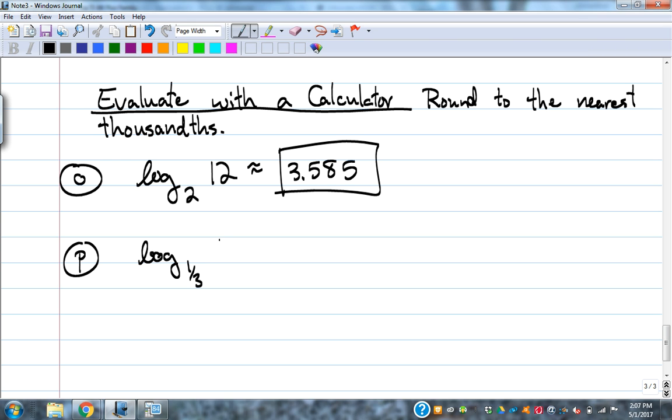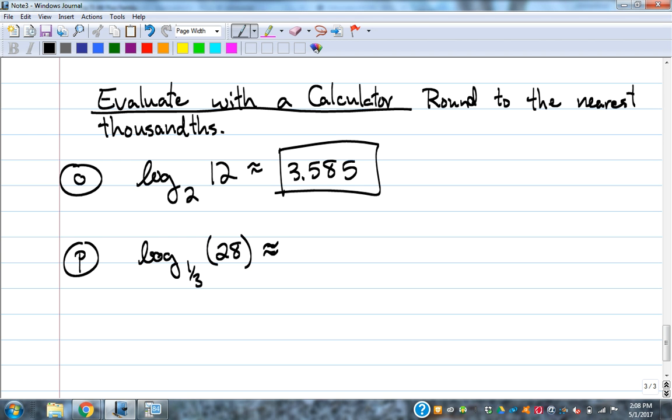Log base 1/3 of 28. We'll get a decimal approximation for that. If that were 27 there, we could do that without a calculator, because 27 and 1/3 are related with 3. But 1/3 and 28 are not related really well.